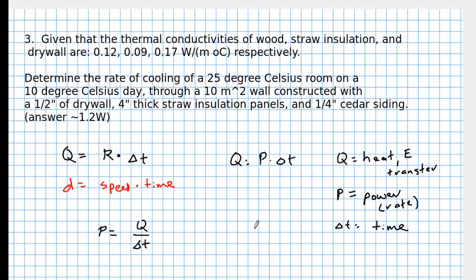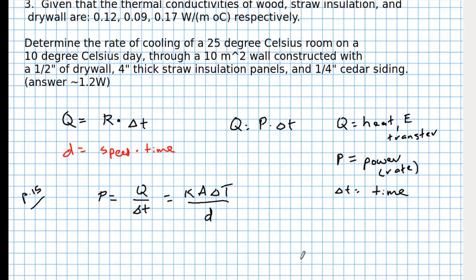Okay, so then if you look on page 15 in the online materials, you will see an equation there that says P equals K A delta T, that's a big T, over D. So this is expressing something about the rate of energy transfer through materials. And I'm going to unpack what all those things mean.